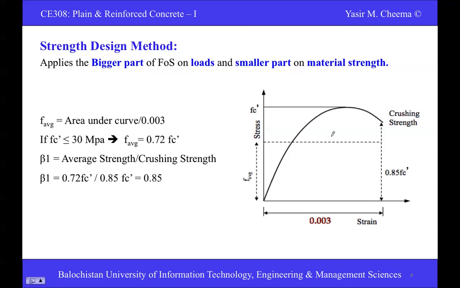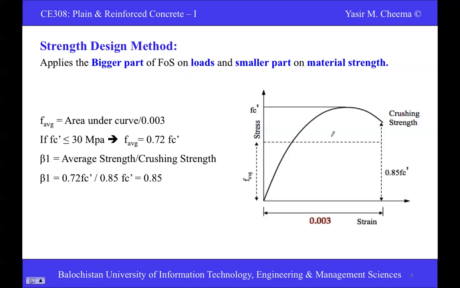So in the strength design method, I repeat again, it applies the bigger part of the factor of safety on loads and a smaller part on the material strength. In the working stress method, they put the bigger part of the factor on the material strength. I discussed this in detail, and I think I have the video of this part on my own YouTube. Part 2 is not on my YouTube, but part 1 video is on YouTube. You can check in detail about all these methods and factor of safety applications, because it is after so many days, so I don't think you are fresh-minded about this factor of safety and all these things.